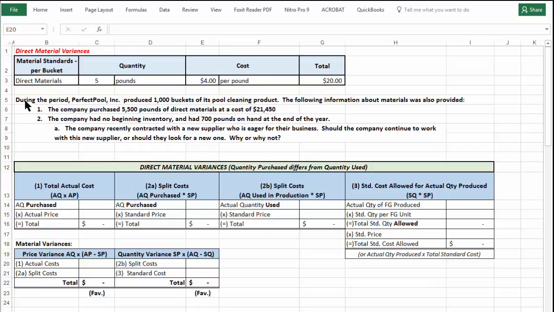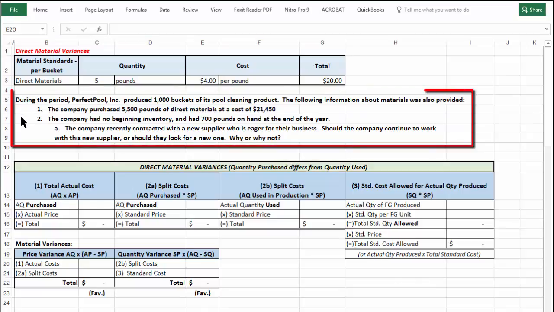Now, during the period, Perfect Pool produced 1,000 buckets of its pool cleaning product, and some additional information about materials is also available. The company purchased 5,500 pounds of direct materials at a cost of $21,450. They had no beginning inventory and had 700 pounds on hand at the end of the year.